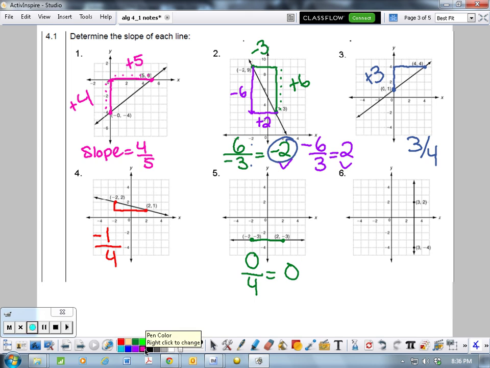Okay, our last one. Here's our 2 points. I'm going to start up here and calculate my rise. Down 1, 2, 3, 4, 5, 6. So down 6. And I went over none. 0 is on the bottom, so it is an undefined slope. And that's how we use our graphs.